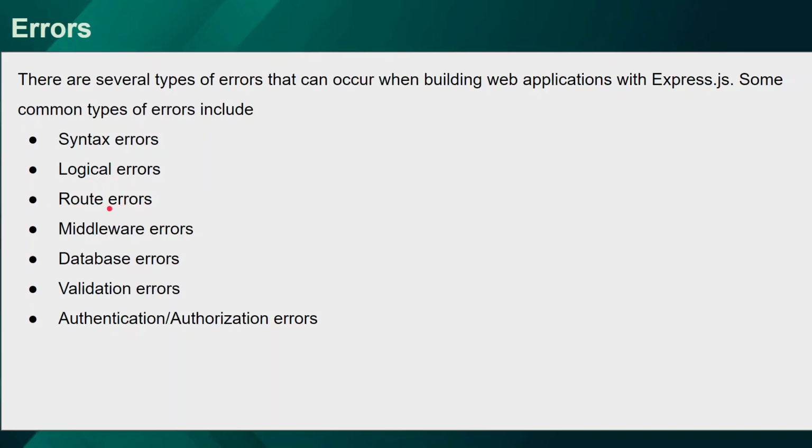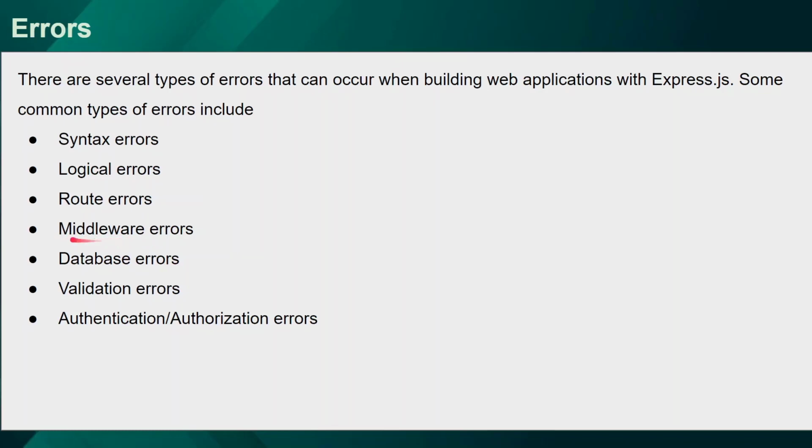And there can be route errors. Typically in web applications we have routes to access our resources. So errors in route definitions may invoke some sort of errors, such as if you have misspelled routes, or if you have duplicate routes, they may result in some sort of route errors.